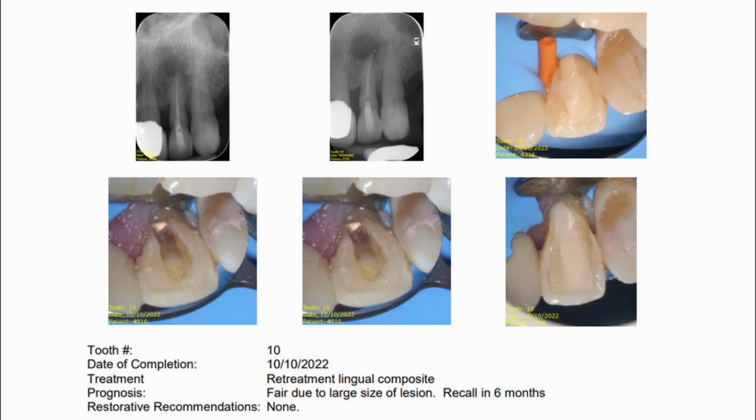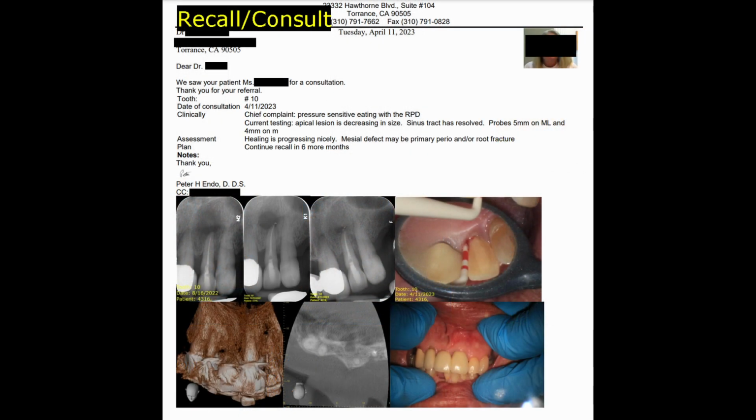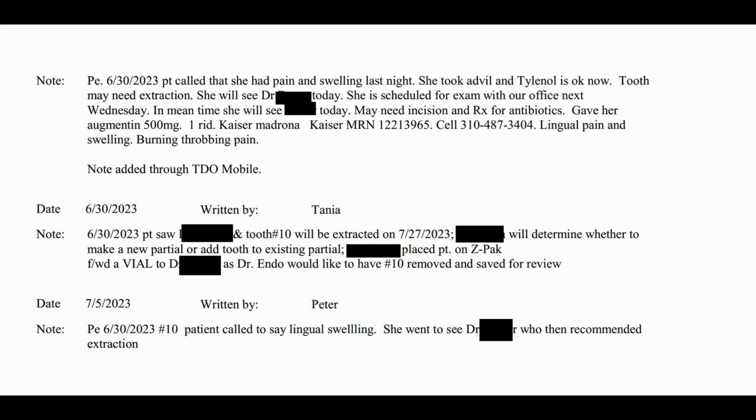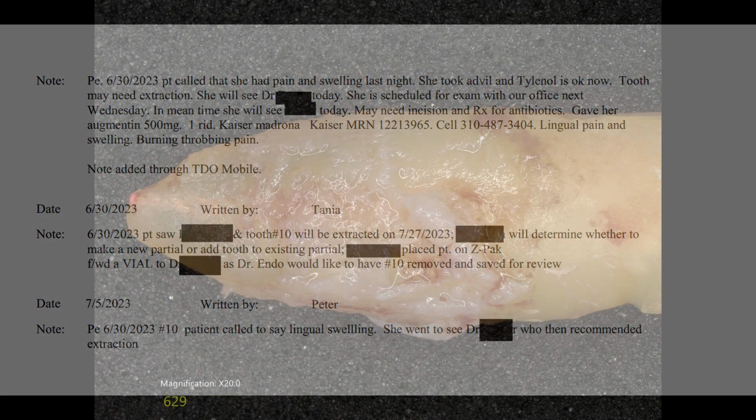So we retreated it and we used conventional instrumentation and Kerr sealer. Patient then returned with lingual swelling and could not use her removable partial denture. At that point, we decided it was time to remove the tooth.